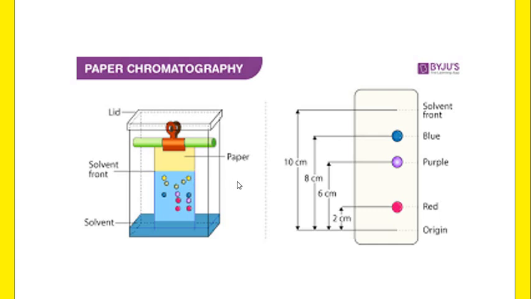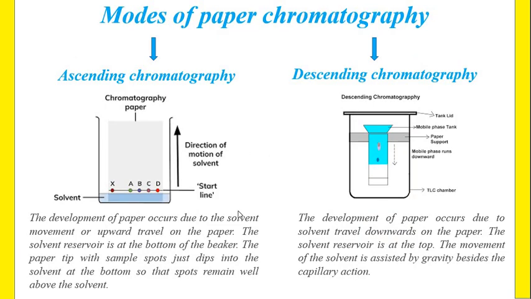The next phenomenon is adsorption, which exists between the solid phase, which is the filter paper, and the mobile phase, which is the solvent. But in most applications of paper chromatography, the principle of partition chromatography is more effectively operating. Now paper chromatography has different modes. The most common are ascending chromatography and descending chromatography.